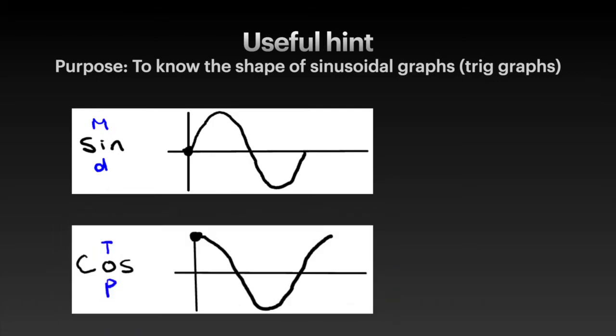If I'm dealing with cos, I start at the top. So you can just remember with the middle letters: sine has an I in the middle, so it's for mid. Cos has an O in the middle, so it's top. Just a useful hint to remember which one's which.